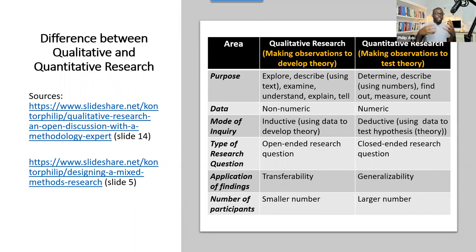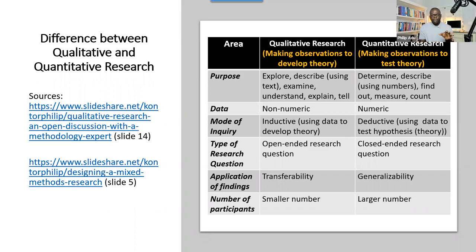Observation means that you are collecting data related to the subject matter you are focusing on, and then you use that data to test a specific theory. So that's the main difference. Quantitative is all about deductive process. Qualitative is inductive process or way of reasoning.